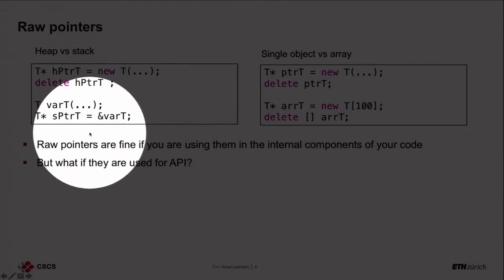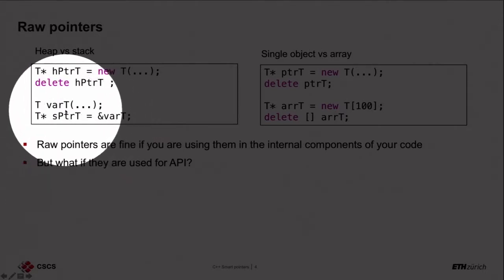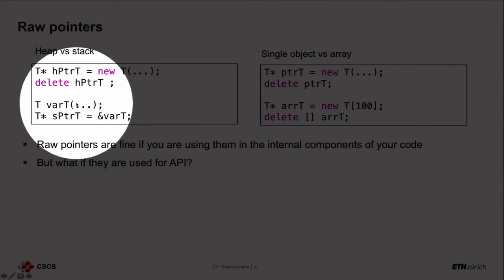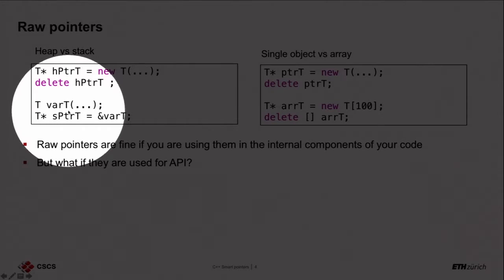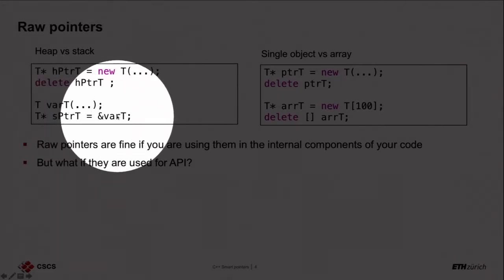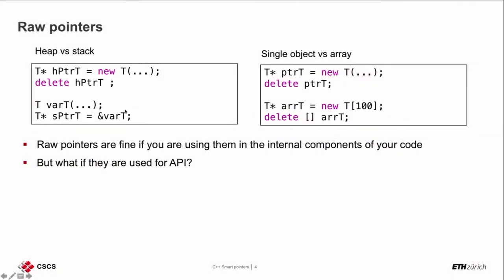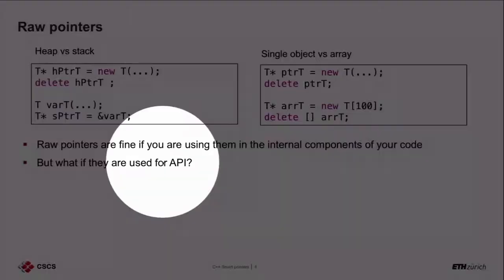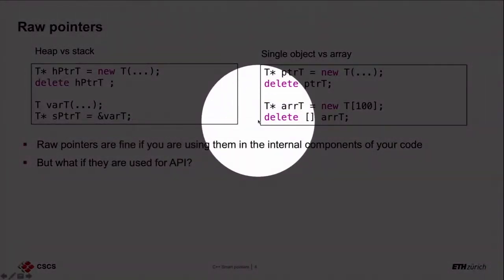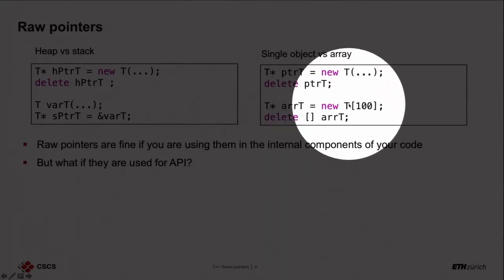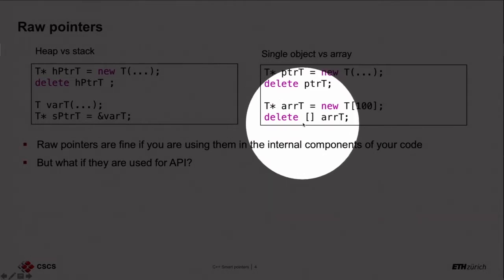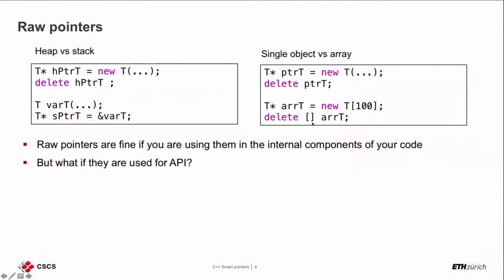The other possibility of the pointer is to have a pointer to an object on the stack, so a local variable. In this case, you just assign the value of the pointer as the address of the variable itself. Other cases are of course the usage of the pointer as a pointer to an array instead of a pointer to a single object. The only difference here is that you have to remember to use the square brackets together with the delete, otherwise again you will have a memory leak.